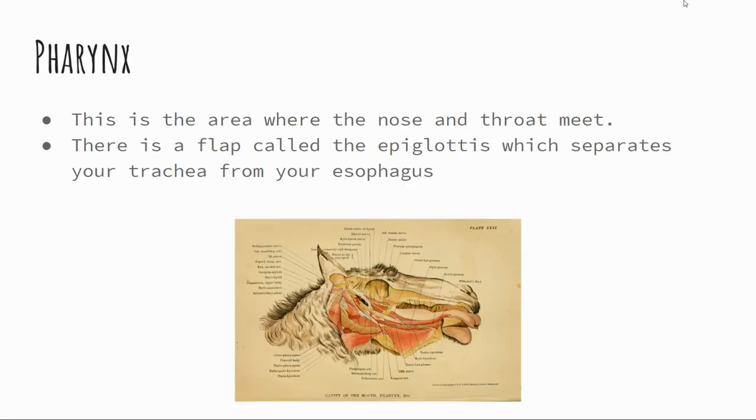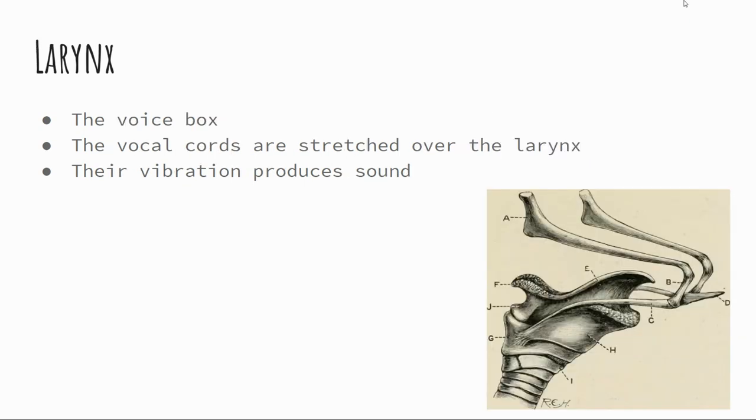So the pharynx is the area where the nose and the throat meet, and there is a flap called the epiglottis, which separates your trachea from your esophagus. Larynx is also known as the voice box. The vocal cords are stretched over a larynx, and the vibration of that voice box, so to speak, is what produces sound.